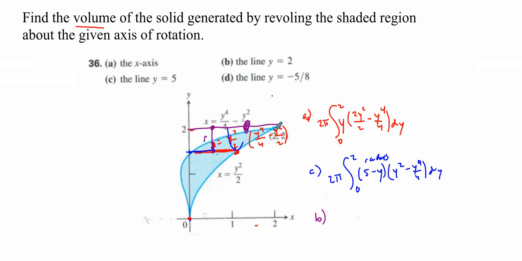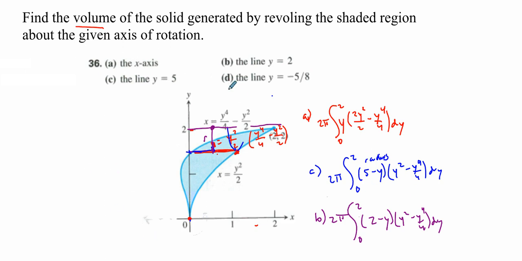So here's our radius. When we have this, we have 2 pi. We're still going from 0 to 2, but now our radius is going to be 2 minus whatever y we plug in. Still, this distance from here to here is going to be y squared over 2 minus that quantity right there. So what we have then is y squared minus y to the 4th over 4 dy, and that's going to be our thing. You can put it in your calculator and figure this out, or do it by hand, but just to save time, I'm not going to do that.